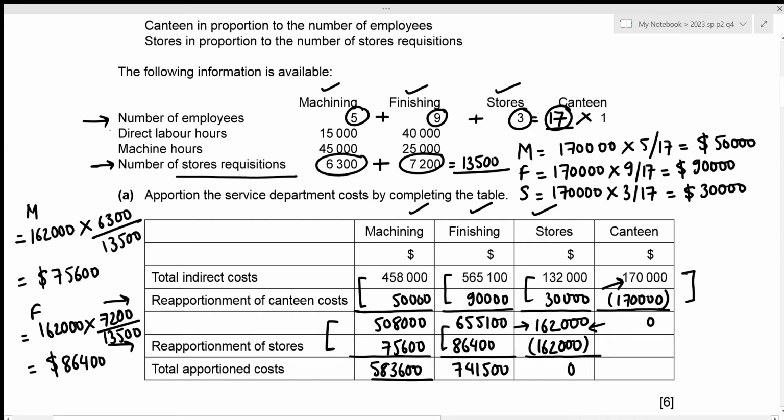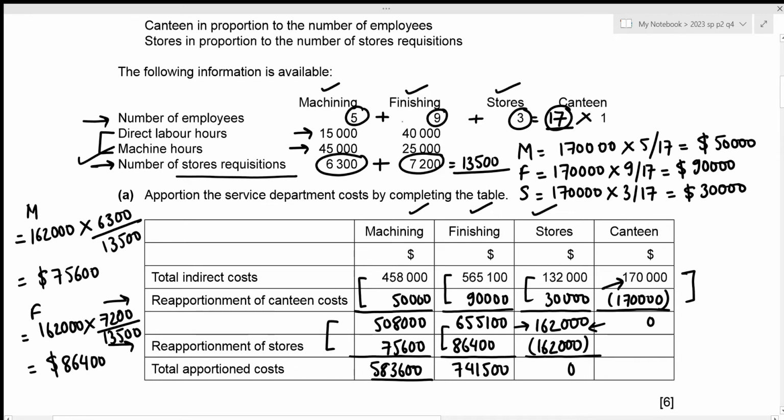We have our direct labor hours and machine hours right here. For machining, we can see that the direct labor hours is 15,000 and machine hours is 45,000. And we always pick the greater or higher amount. In this case, the higher one is our machine hours, which means that for machining department, our overhead absorption rate will be based on machine hours.